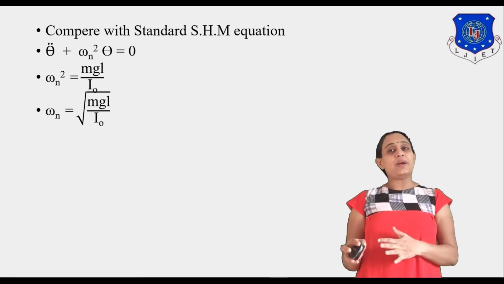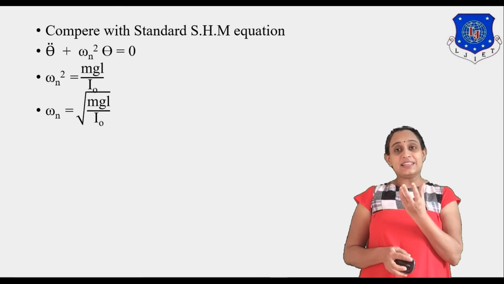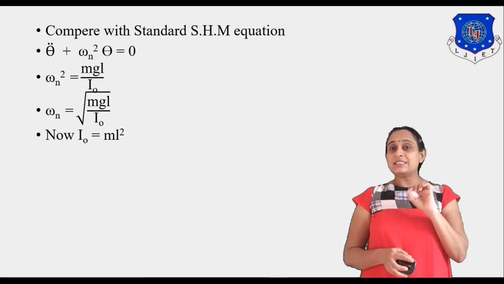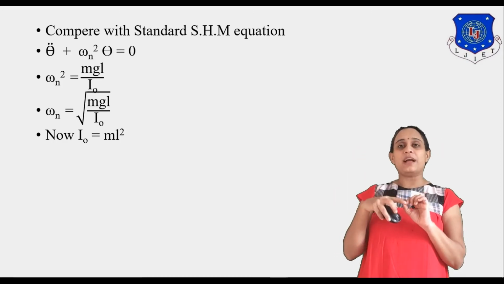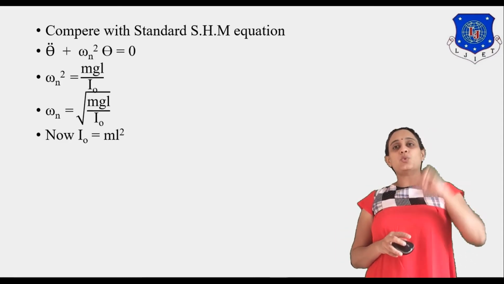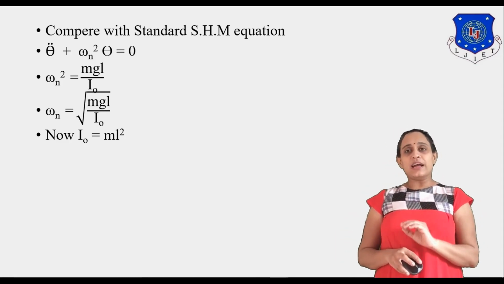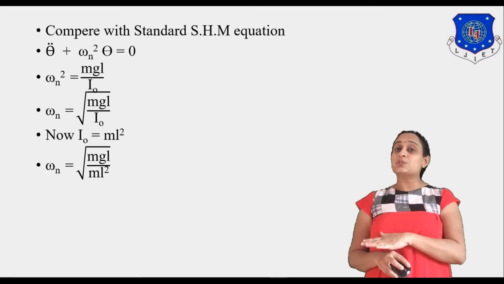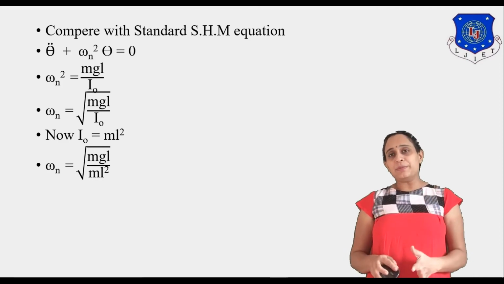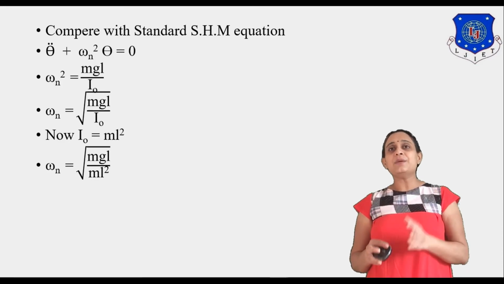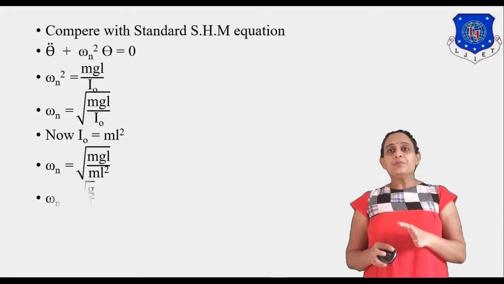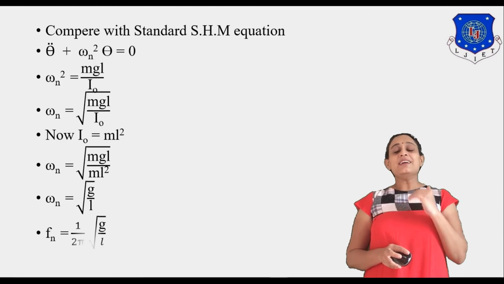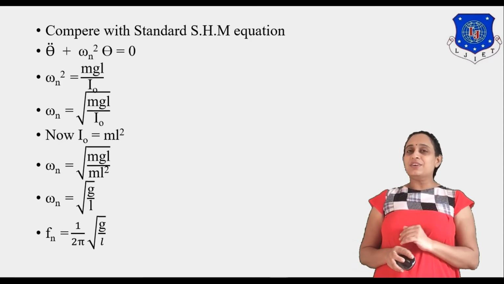Now, what is the I0 value? It is m L square, because our CG is at the center of the bob of mass, which is the point mass m, and the perpendicular distance is L, so L square. It means m into L square is our I0 in our case. So we write omega n is equal to under root of mgL upon mL square. Hence, for the simple pendulum our equation is under root of g by L. If we want to find the frequency of the system, it is 1 upon 2 pi under root of g by L. So this is our frequency.